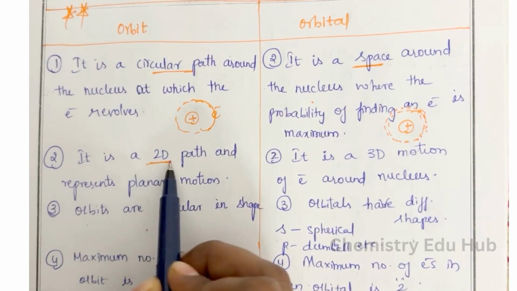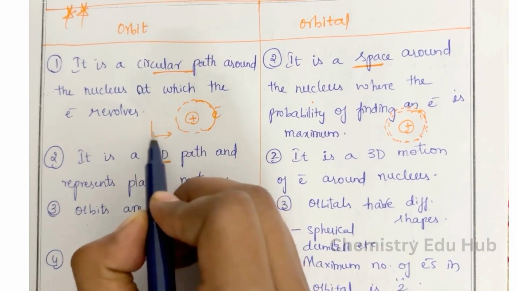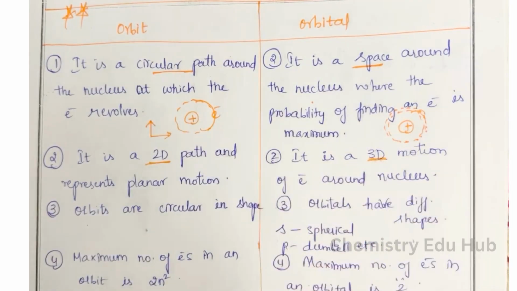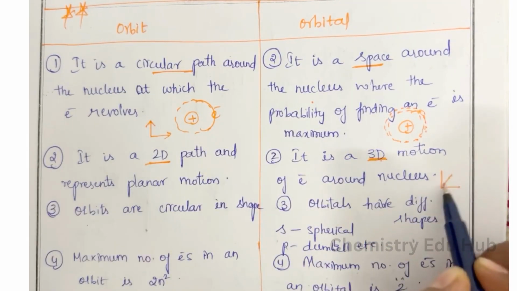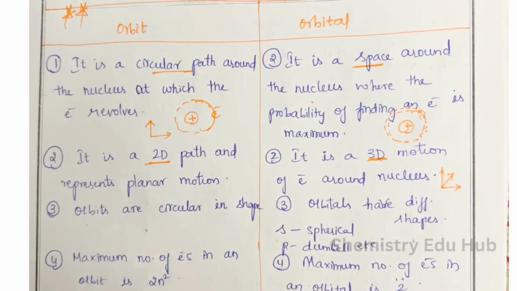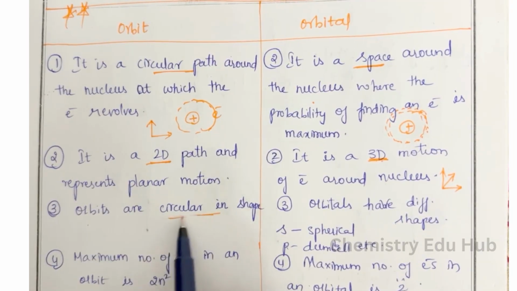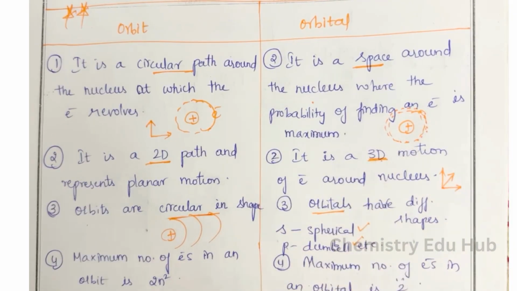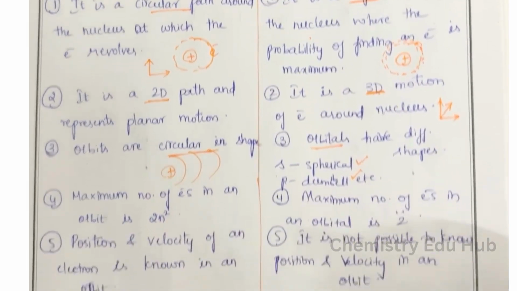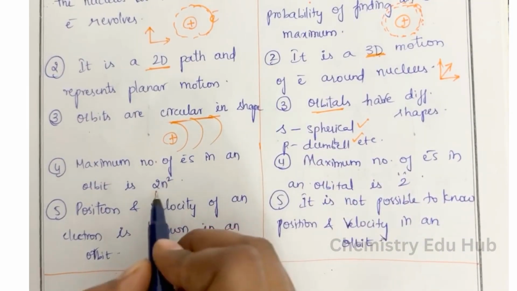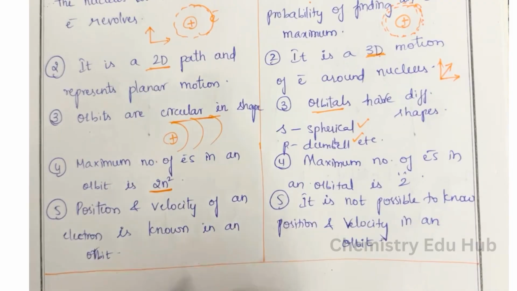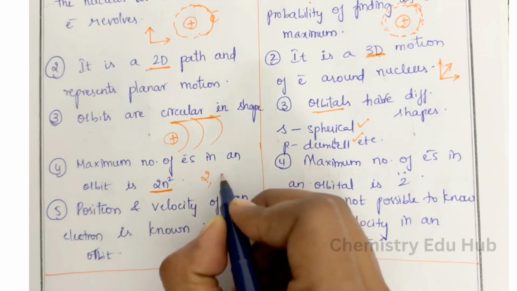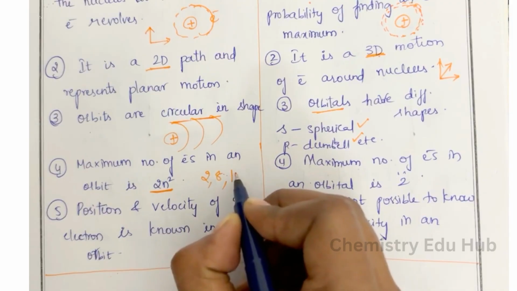And this is a two-dimensional path where you can see only xy plane. But orbital is a three-dimensional path where you can see all the three x, y, z axis. Then orbits are always circular. Whatever number of orbits are there, all are circular. But orbitals have different shapes like spherical, dumbbell, double dumbbell, etc. Then in each orbit, the number of electrons accommodated depends on the n value, 2n square. Like first shell has 2 electrons, second shell has 8, third shell has 18, etc.